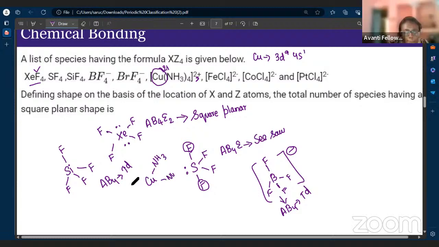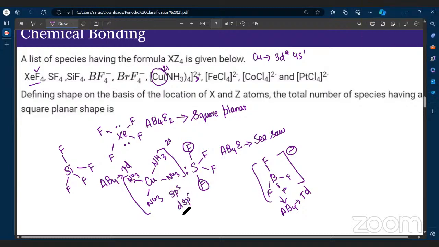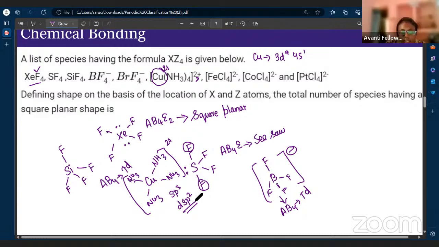So what will be the geometry of Cu(NH3)4 2+? What is the geometry of Cu(NH3)4 2+? Whether its hybridization is tetrahedral sp3 or dsp2. It is dsp2, square planar.